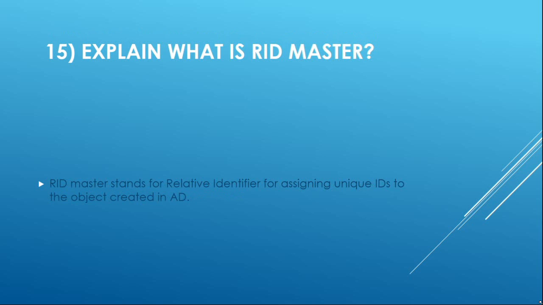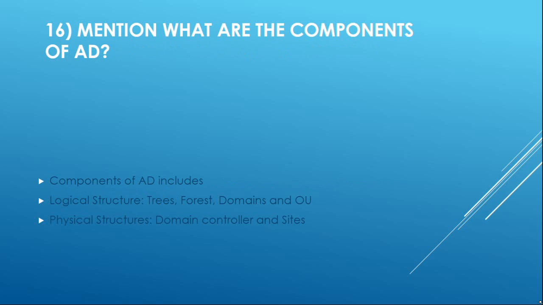15. Explain what is RID master. RID master stands for Relative Identifier, for assigning unique IDs to the objects created in AD. 16. Mention what are the components of AD. Components of AD include logical structure: trees, forest, domains, and OU. Physical structures: domain controller and sites.